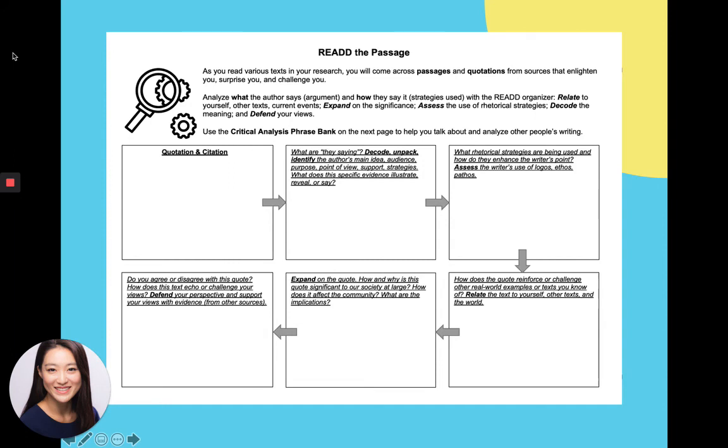I want to remind you of this READ the passage organizer, and what I recommend is that when you're doing research, every time you find an important piece of information, whether that's a quotation or a passage, complete one of these READ charts, because essentially the notes that you fill in for this chart that I gave you way back early in the semester can become the brainstorming notes for your analysis. And by completing these charts, you can have a range of different quotations and choose from there which quotation will be best.